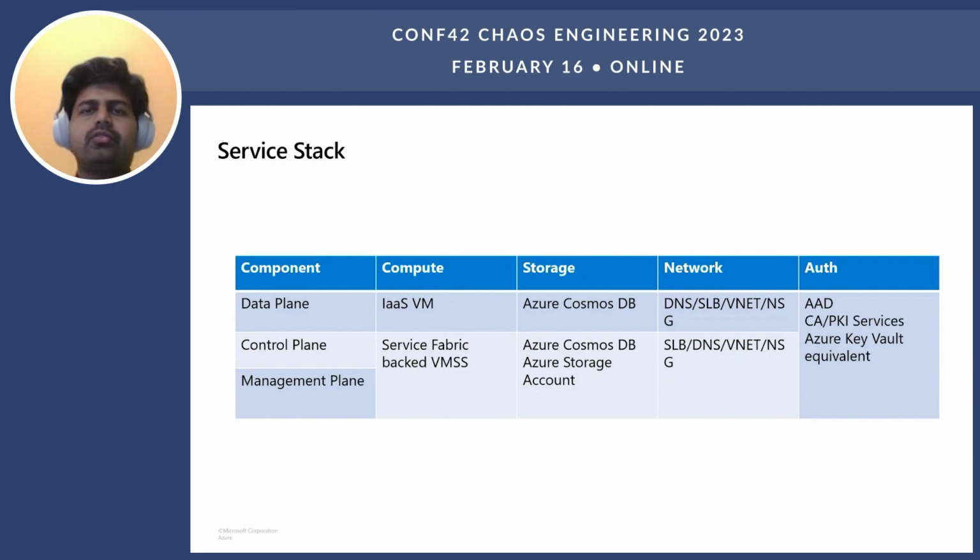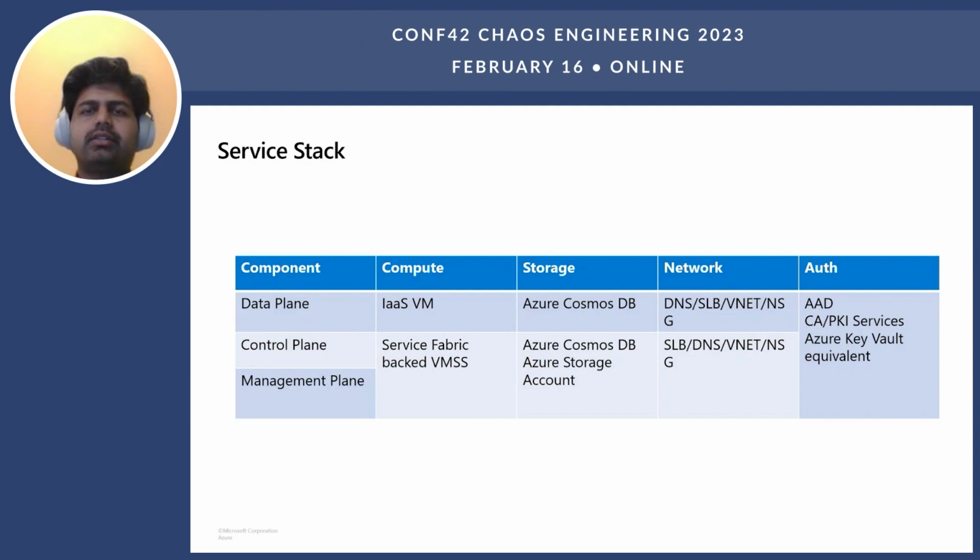Here is a high-level overview of our service architecture. Our service architecture consists of three major components: the data plane, control plane, and management plane. To meet our service needs, we utilize infrastructure as a service virtual machines for the data plane and Service Fabric-backed virtual machine scale sets for the rest. We store our data using Azure Cosmos DB and Azure Storage accounts.